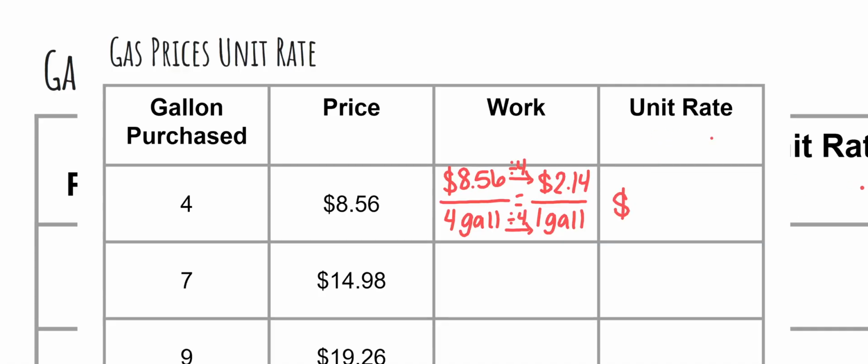See how it says here unit rate? It doesn't ask me for the fraction. It doesn't ask me for the ratio. It asks me for the unit rate. So I'm just going to write $2.14 per gallon.